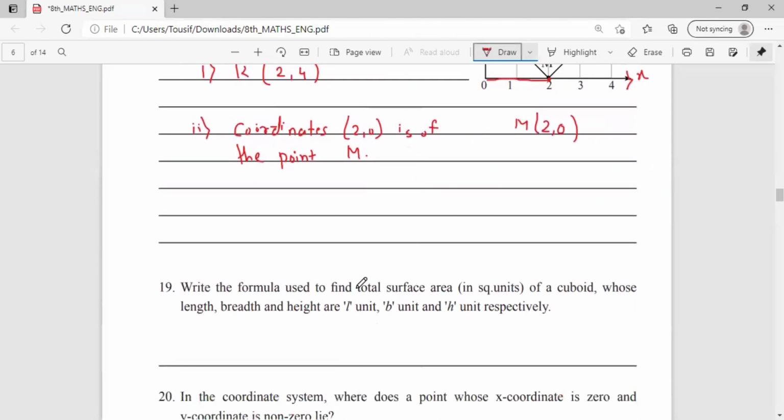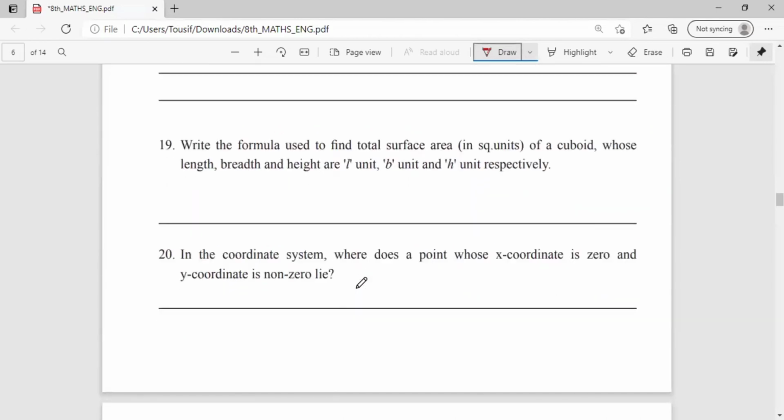Okay, moving to the next one. A very simple question: they are asking to write down the total surface area of a cuboid. Total surface area of a cuboid formula. I hope you must be familiar with the formulas. The formula is 2 of length into breadth plus breadth into height plus height into length. That's it. The simplest one.